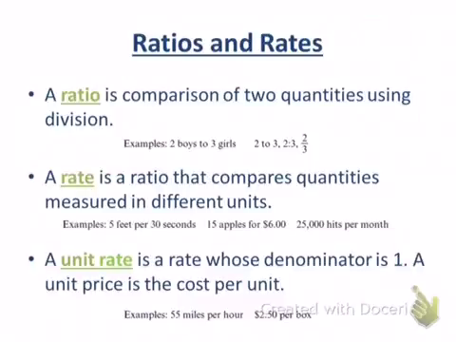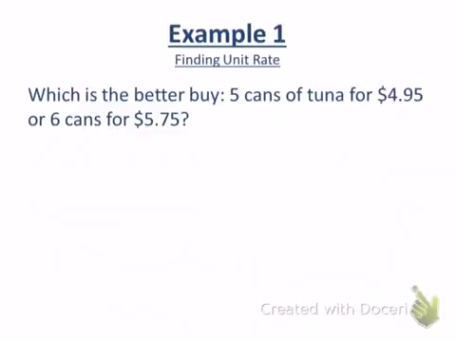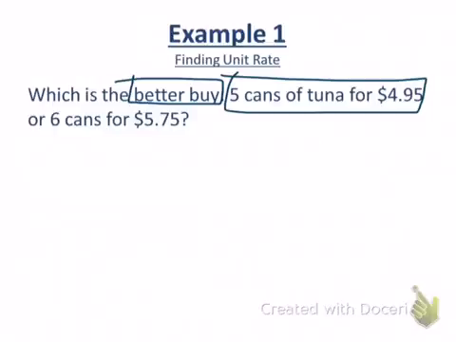For example, which is the better buy? And what do we mean by better buy? Which one is cheaper, right? We could talk about quality and other things, but 5 cans of tuna for $4.95 or 6 cans of tuna for $5.75. This is the kind of question on a test or quiz where I'd be looking for evidence. I want evidence to suggest why one is better than the other. So what am I looking for here to compare these two things? I'm looking for a unit rate, right? What's the unit rate for this first scenario?